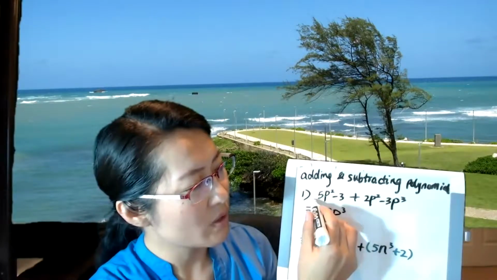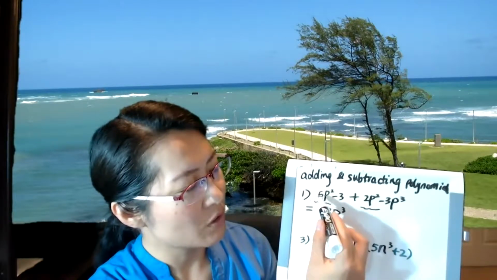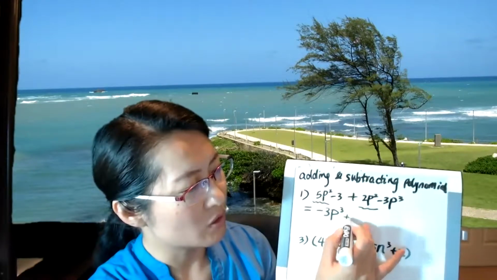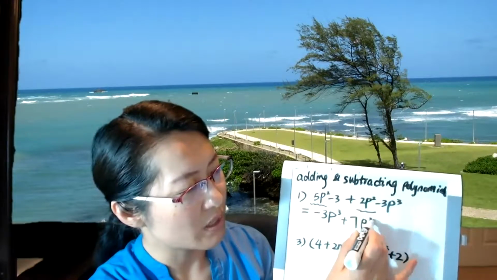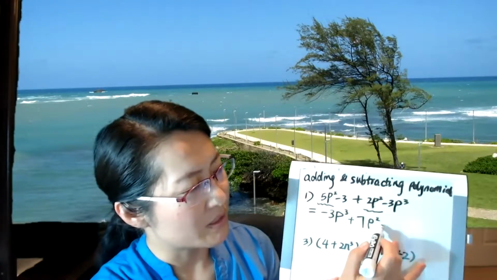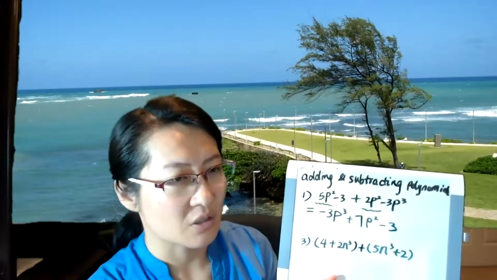But for the square, look, we have two squared terms: 5p squared plus 2p squared. In total that is 7p squared. And then we only have one number, which is -3, bring it down. So that's it. This is the horizontal way.